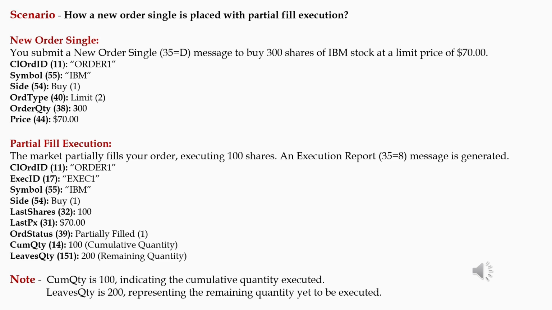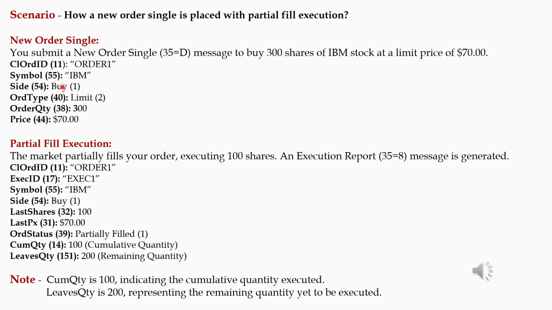So you want to submit a new order single, 35=D message, to buy 300 shares of IBM stock at a limit price of $70. How will the FIX raw message look?